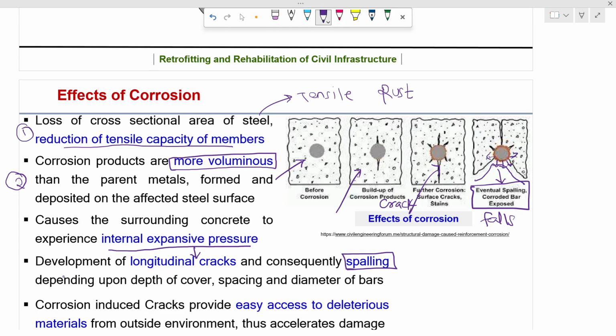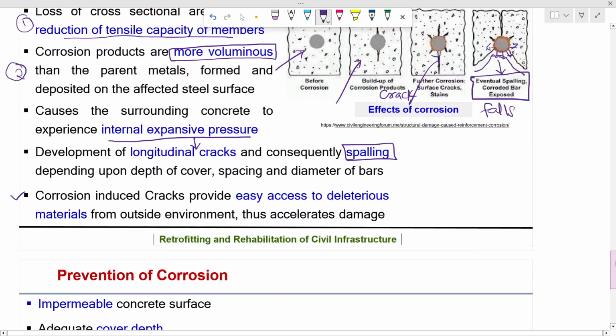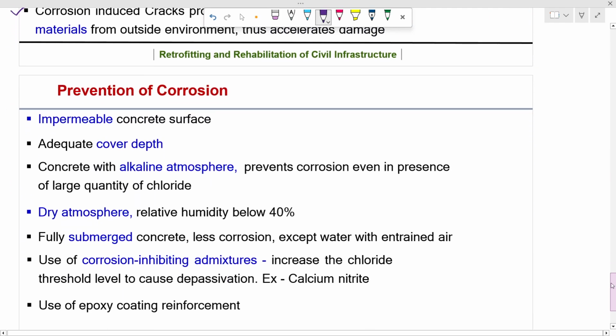Then corrosion induced cracks provide easy access to deleterious material from the outside environment, and thus they accelerate the damage. So basically, loss of area, reduction in tensile capacity, spalling of the concrete, and entry of deleterious material. So these are the effects.